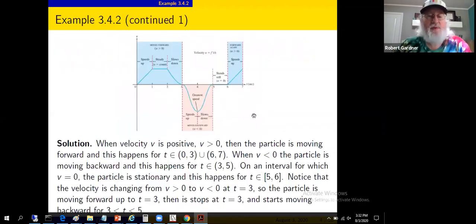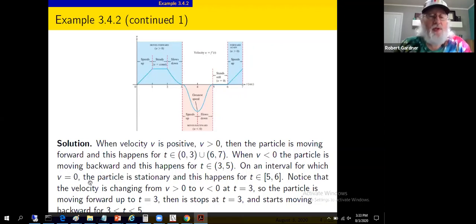Okay, and that's roughly what's described here. When the velocity is positive, the particle's moving forward. Forward is to the right because we were dealing with a particle lying along a line. And that happens for t between 0 and 3, from here to here, we've got positive velocity, and 6 to 7 in the little blue bands that they've used here. When v is negative, the particle's moving backwards, to the left along a horizontal line, and that happens for t between 3 and 5, along here.